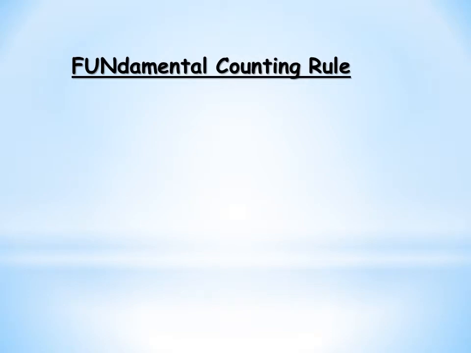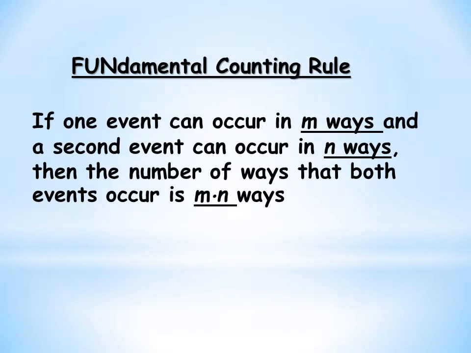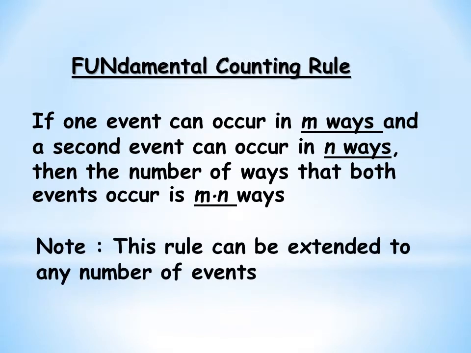So the fundamental counting rule says if one event can occur m different ways, and the second event can occur n ways, the number of ways that both events occur is just multiplying them together. The rule can be extended to any number of events.